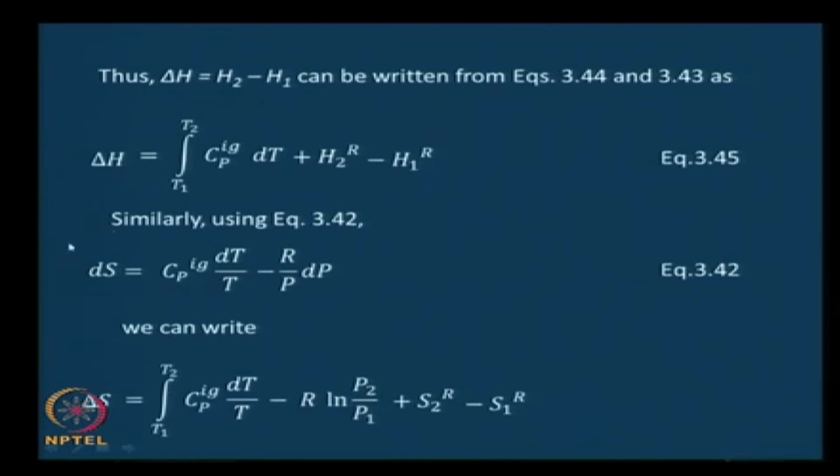This is essentially the ideal gas property, and we are trying to find out the delta S or S2 minus S1. Therefore, you have these two terms here, and let us call this equation 346.